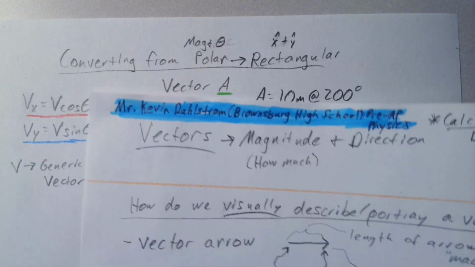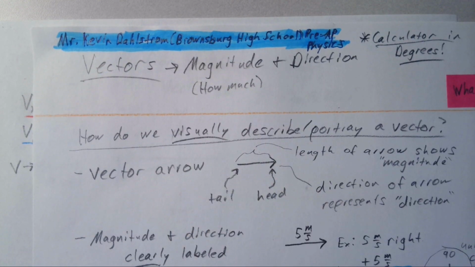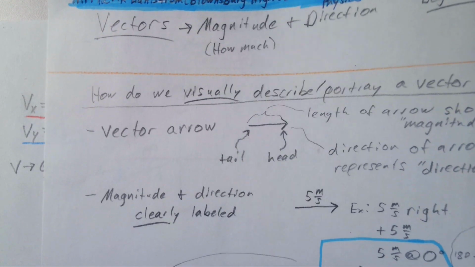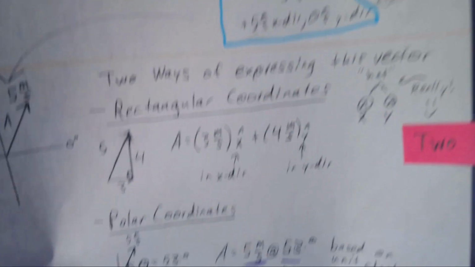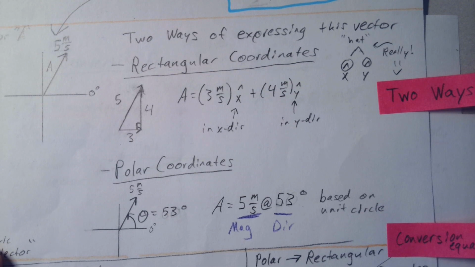Vectors are magnitude and direction. We use arrows to show which direction and the magnitude. There are two ways that you can express these vectors. Once again, I need to clarify. I think on my last video I had 60 degrees here, and clarification, it should be 53 degrees. Change that, everything's all fine.